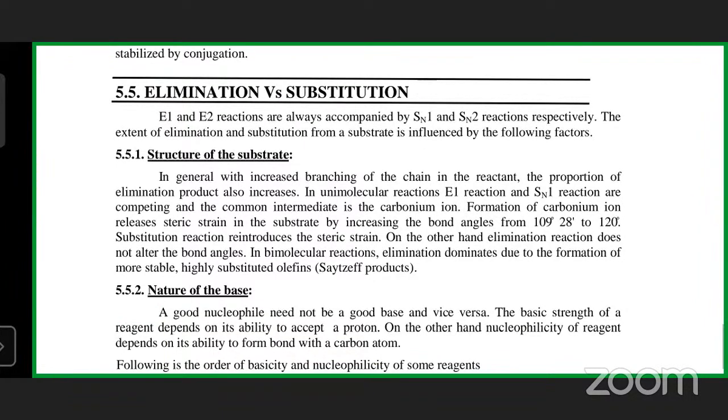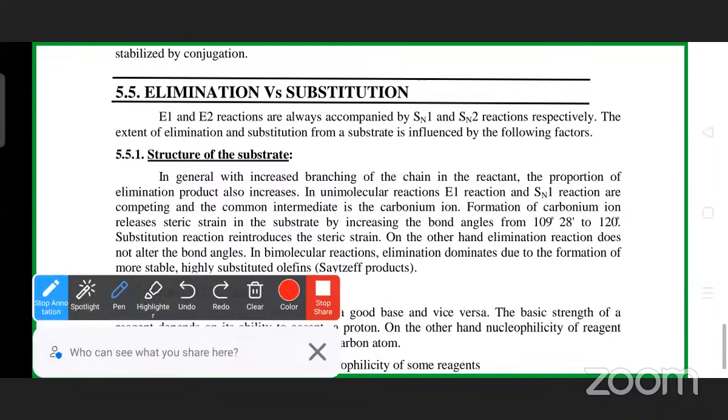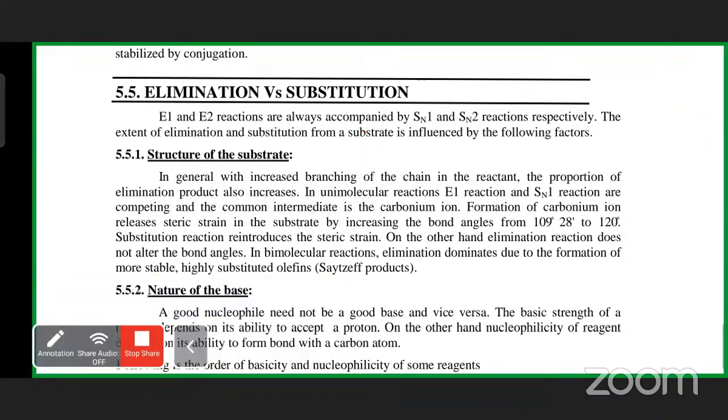What are the factors favoring the elimination reactions, and what are the factors favoring the substitution reactions? When the particular reaction takes place, the first factor is the structure of the substrate molecule.